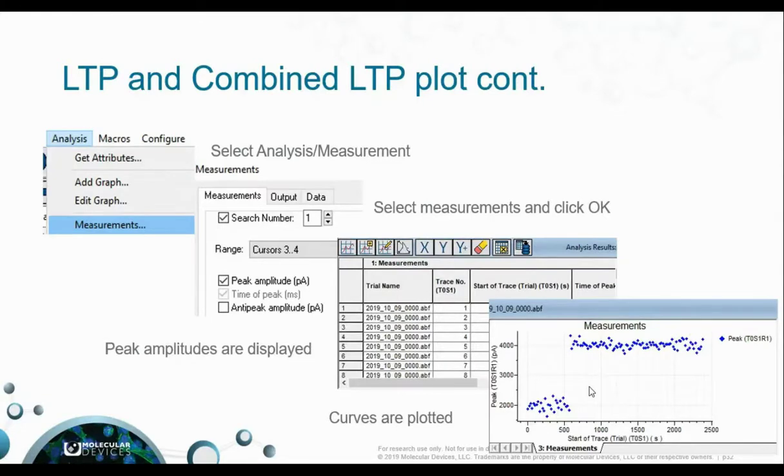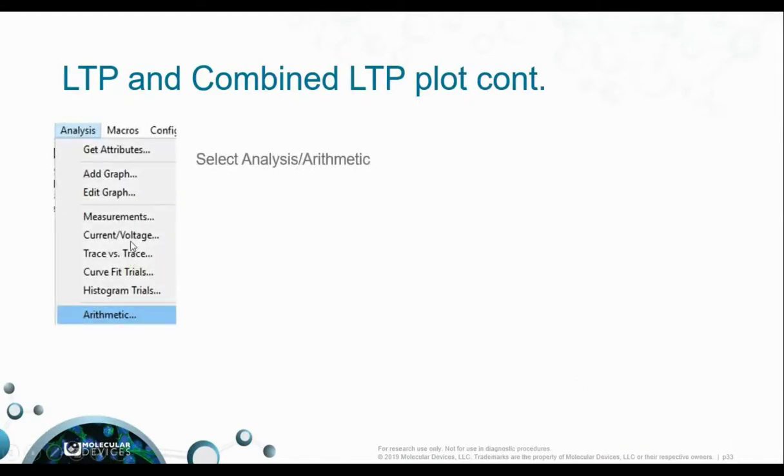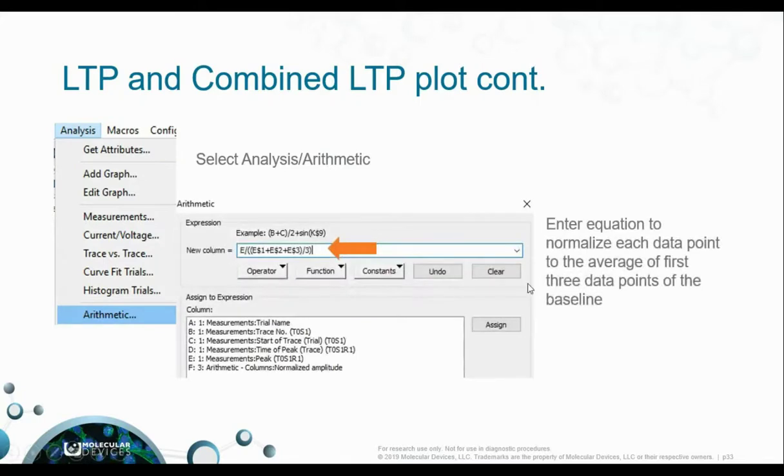Now, how can I combine those 8 curves into 1 with the standard error bar? What we need to do is select analyze, select arithmetic. Since we combine those in LTP, we need to normalize each data file to the baseline. In this case, I normalize to the average of the first 3 data points of the baseline. I just use this as an example. You need to type this equation. Of course, you can use more data points. If you do 5, you can add 4 and 5 here.